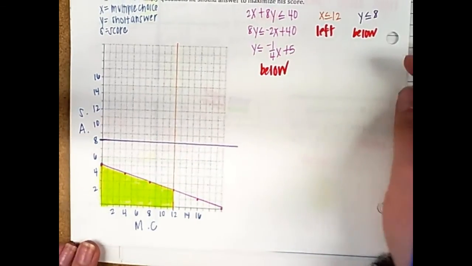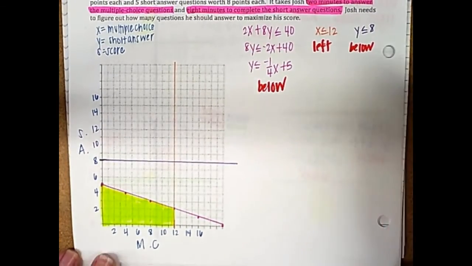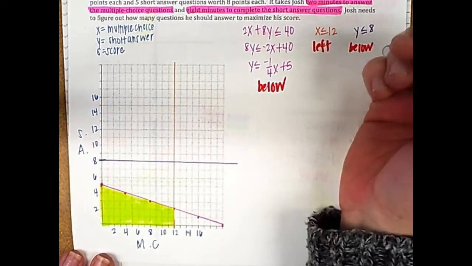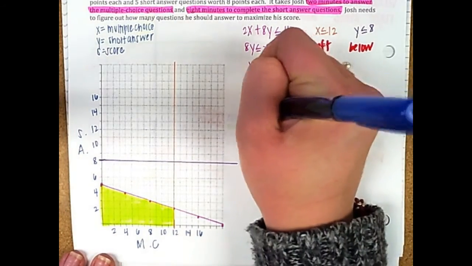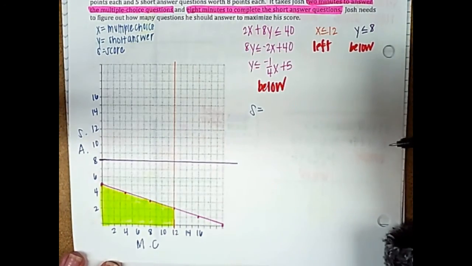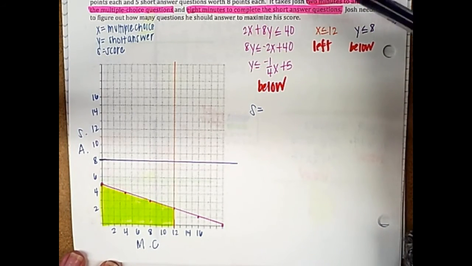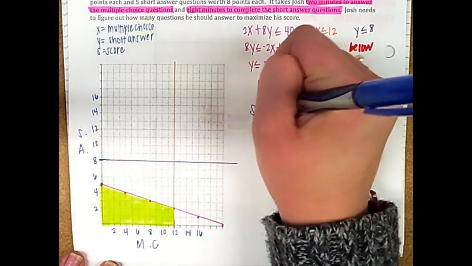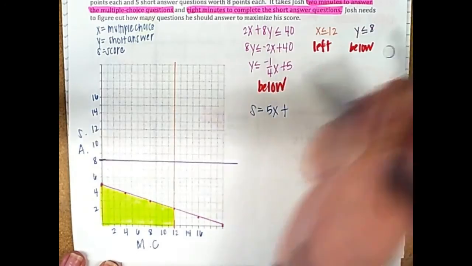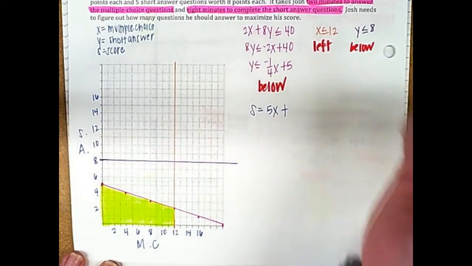So we first want to start off with the equation for my score. It's just like profit. Each multiple choice question is worth 5 points each, so that's going to be 5x. And each short answer question is 8 points each.